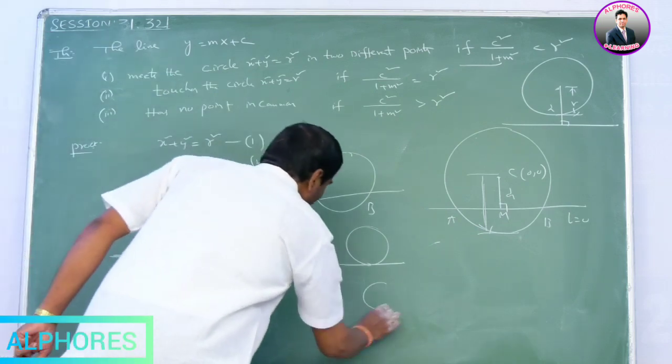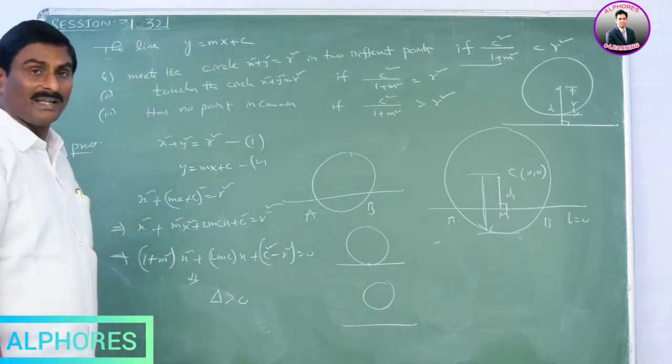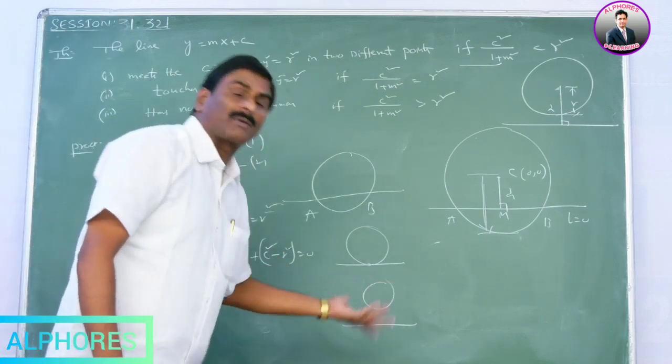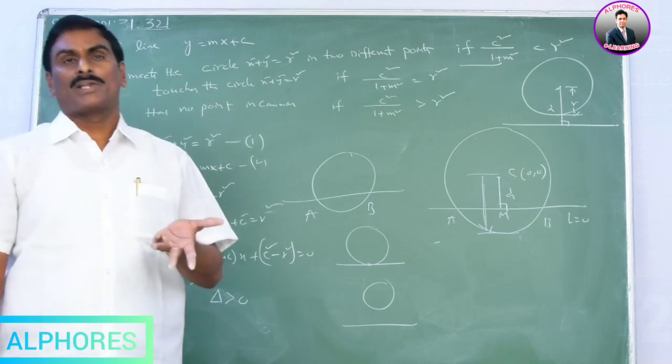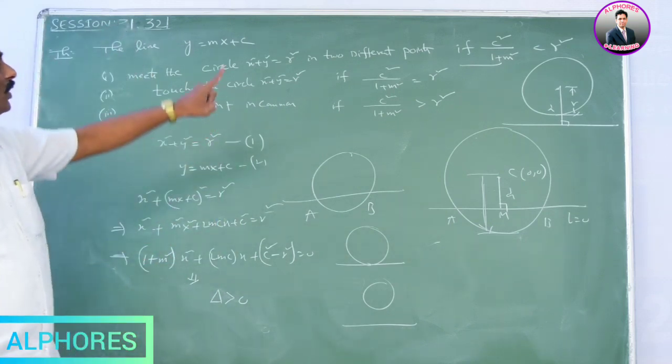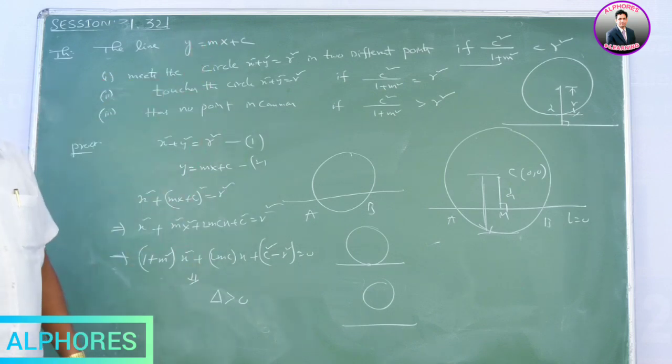Suppose the line neither touches nor intersects the circle. Here it is a quadratic. The line neither touching nor intersecting means there are no common points. No common points means there is no solution. That means delta less than 0. By using these properties, we can prove the three conditions. Okay? Please note these points.